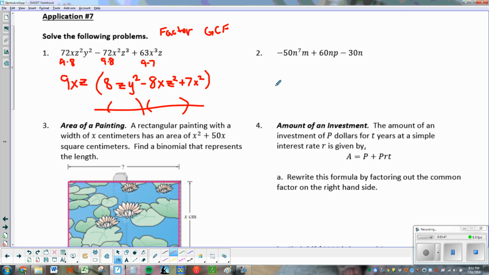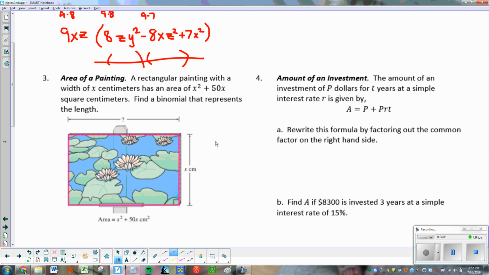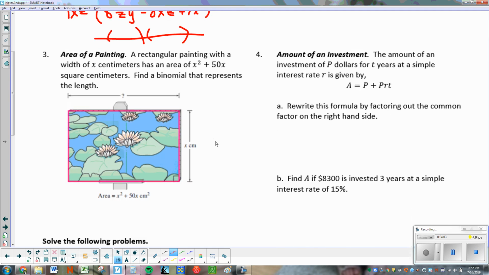Okay, I'm going to leave you to do number 2. It's pretty much the same. I want you to factor out the GCF, or the greatest common factor that you can find, and it shouldn't be too bad. Okay. All right, let's look at number 3, because number 3 is one of those word problems.